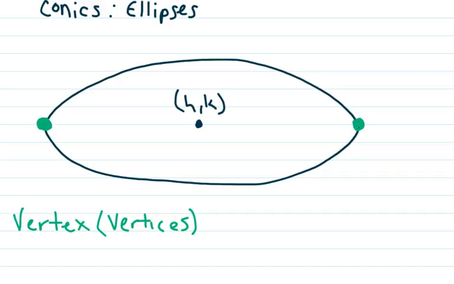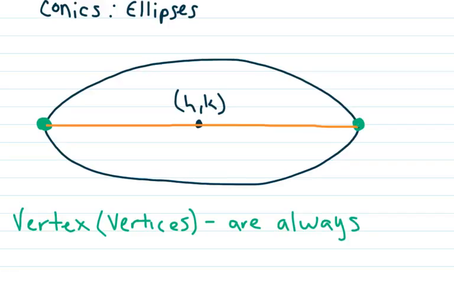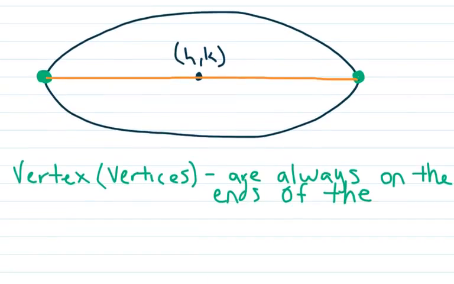So the other thing we have is a major axis. I'm going to write that the vertices are always on the ends of the major axis.